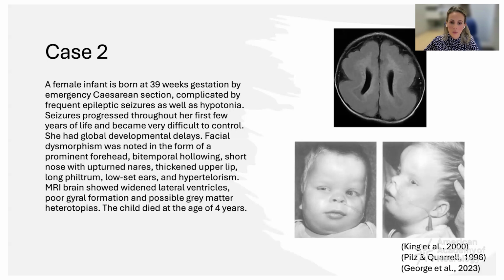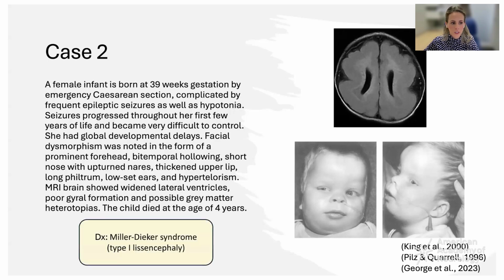Facial dysmorphisms were noted in the form of a prominent forehead, bitemporal hollowing, short nose with upturned nares, thickened upper lip with a long philtrum, low-set ears, and hypertelorism. MRI brain showed widened lateral ventricles, poor gyral formation, and possible gray matter heterotopia. Unfortunately, the child passed away at the age of 4 years. Diagnosis is Miller-Dieker syndrome, or type 1 lissencephaly.